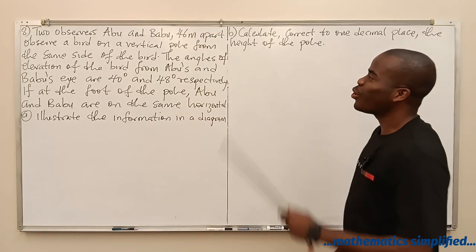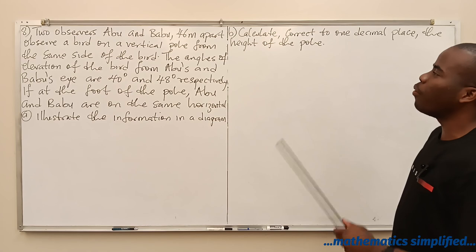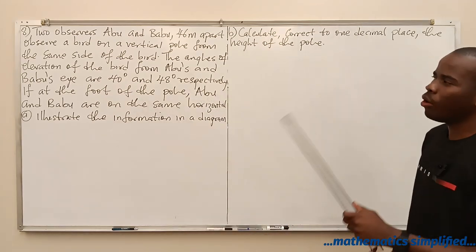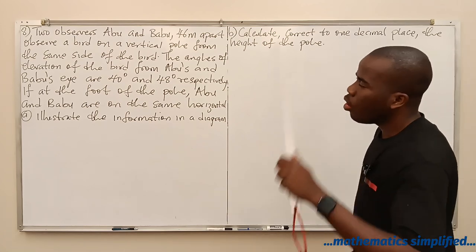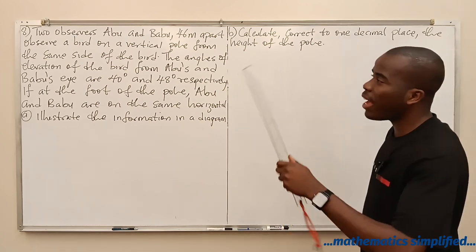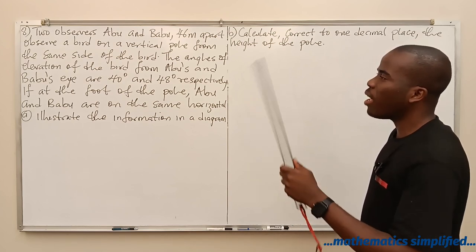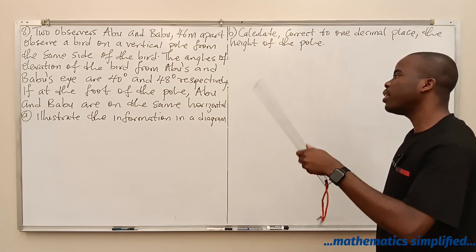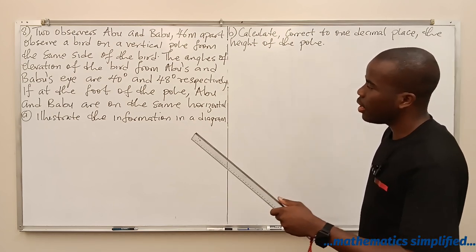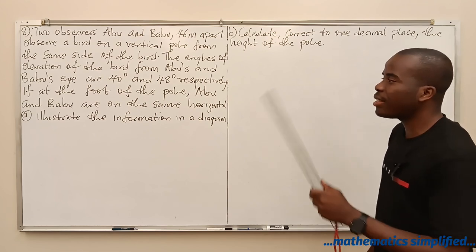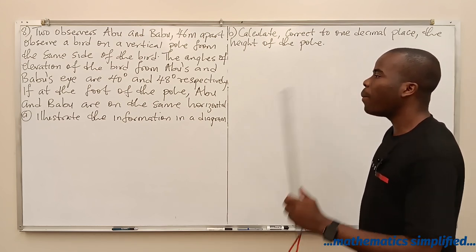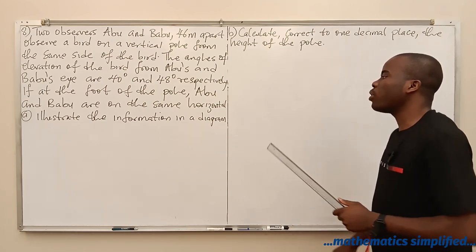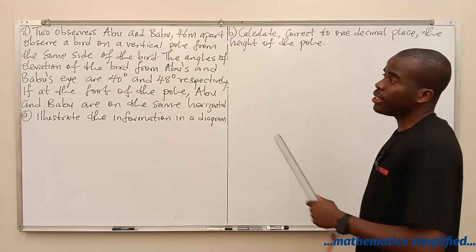Question 8 says, two observers, Abu and Babu, 46 meters apart, observe a bird on a vertical pole from the same horizontal, or from the same side of the bird. The angles of elevation of the bird from Abu's and Babu's eyes are 40 degrees and 48 degrees, respectively. If at the foot of the pole, Abu and Babu are on the same horizontal, illustrate the information in the diagram. This is an interesting question.